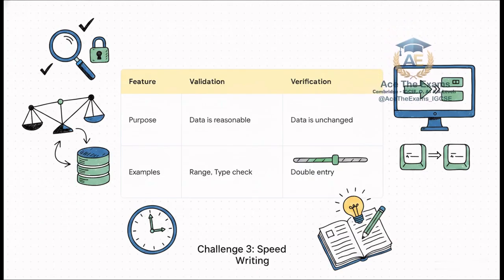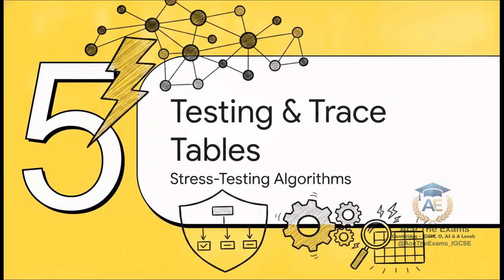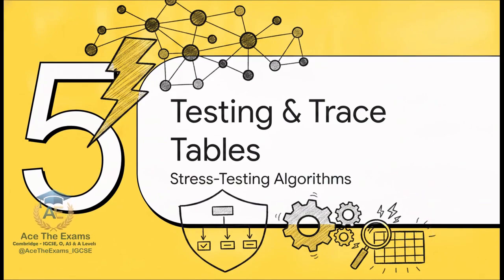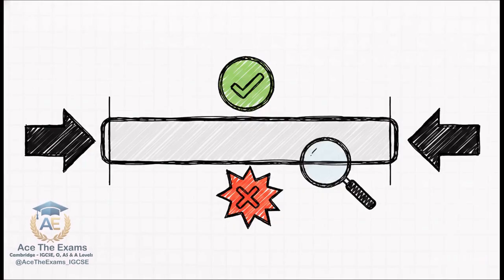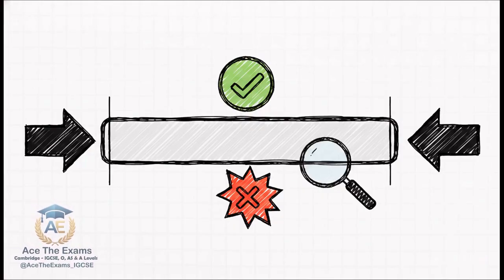Validation checks logic, verification checks consistency. Know the difference. Section 5, Testing and Trace Tables. This is the climax of our journey, stress testing our algorithms. You must run these 4 specific types of test data through your system to comprehensively vet your code's logic.